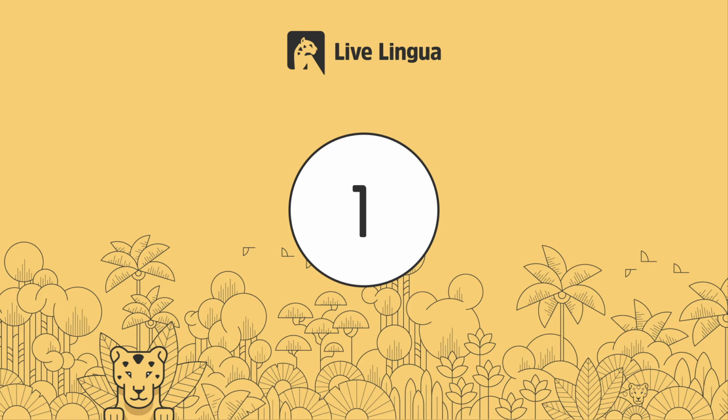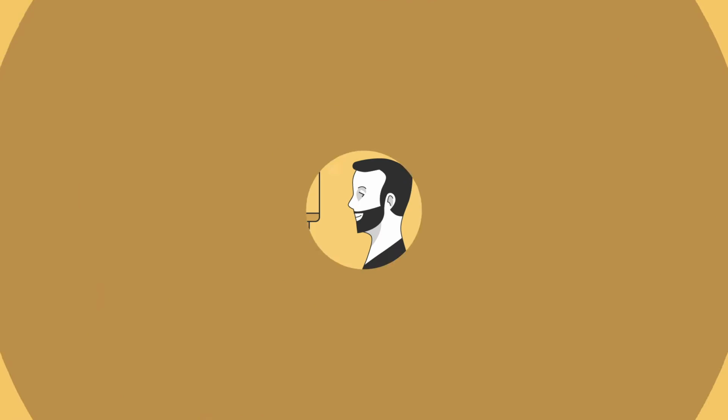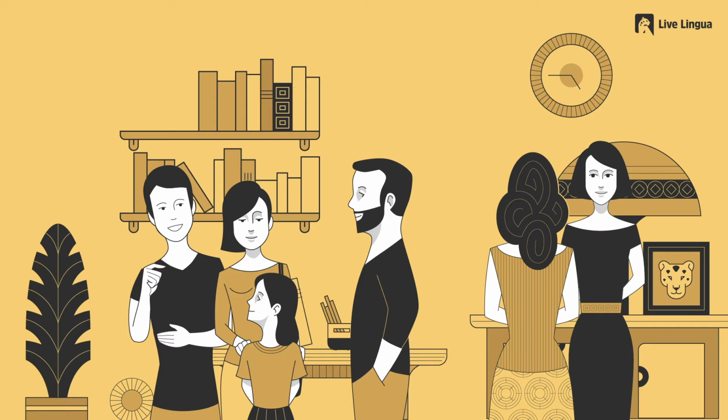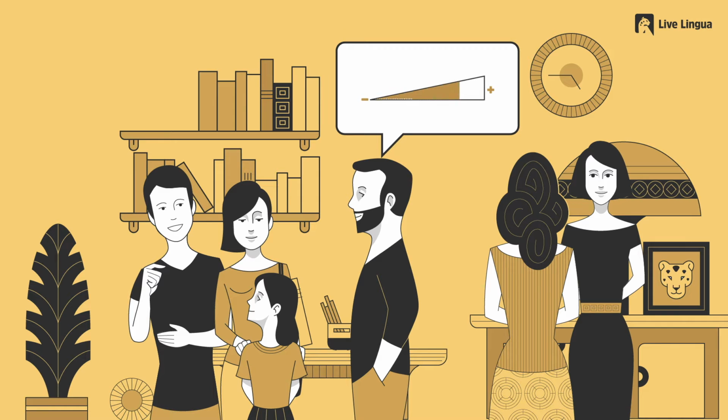Number 1. Número uno. You're at a small dinner gathering and speaking to somebody you just met. Ask them where they're from and how long they've been living in Cancun.